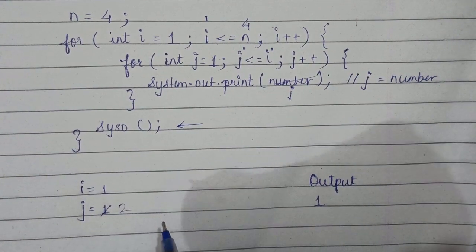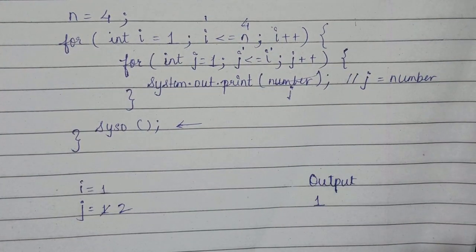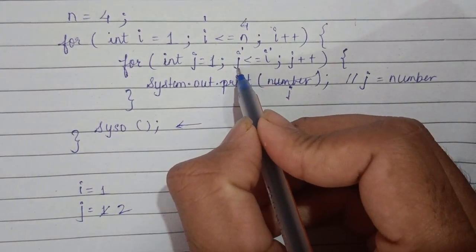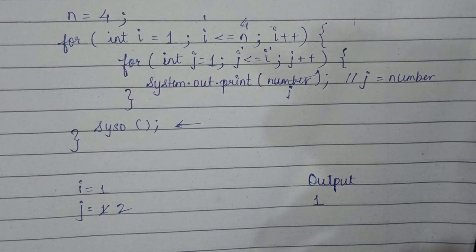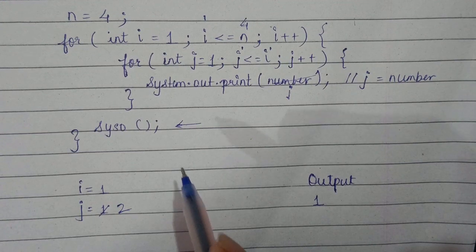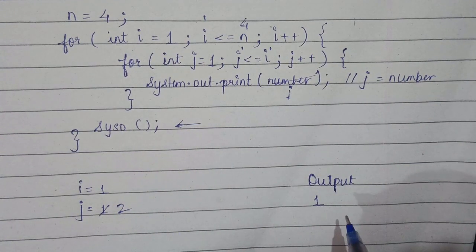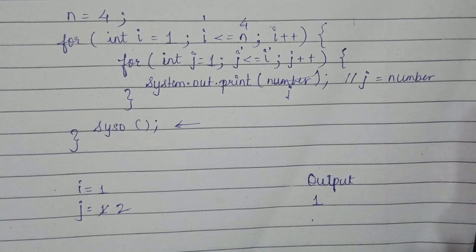Now it will check whether 2 is less than or equal to 1. No, the condition fails and it will come out of the inner loop. The compiler will go to the next line here.